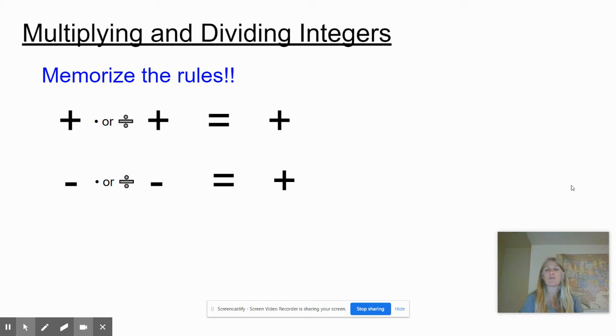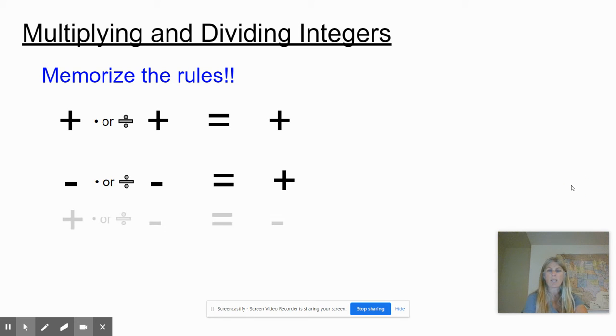Now you have to be careful because sometimes people overgeneralize this rule and they put it in towards adding. But we know when we're adding, a negative plus a negative stays a negative because you owe $5 and you owe 3 more, so you still owe 8. So that's just a little warning to be careful. Make sure you know what operation you're using. The rules are very different if you're adding versus multiplying or dividing.